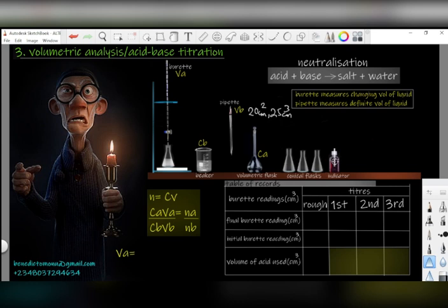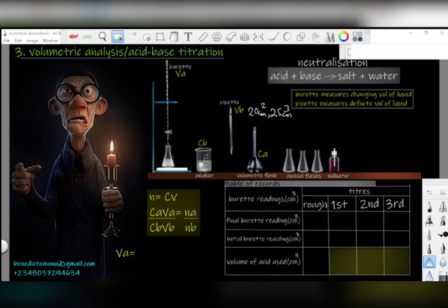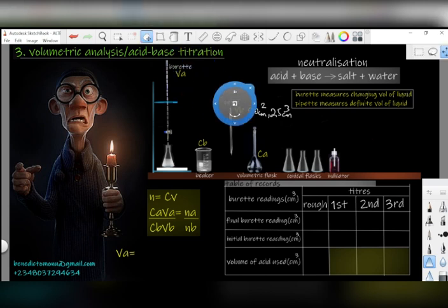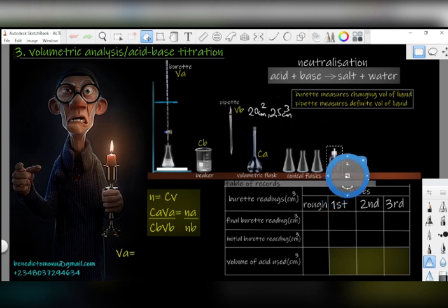Then you add an indicator in drops. Let me see if I can do a little more explanation on that. No, I can't. Okay, I can. Now that's your indicator.